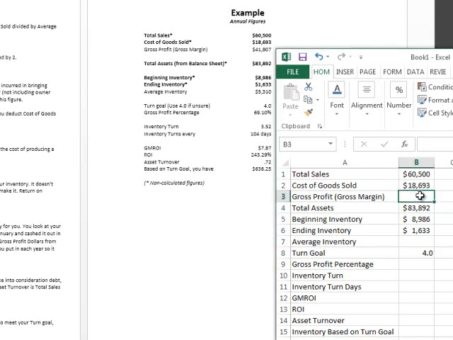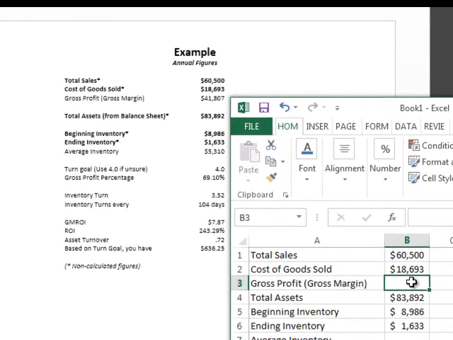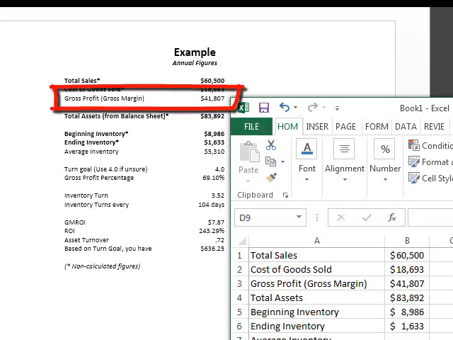So the first item that we're going to look at is gross profit. It's also called gross margin. Gross margin equals TS, total sales, minus COG, or cost of goods sold. So we're going to do equals total sales minus cost of goods sold, and there's our first figure. And you can also see it here.